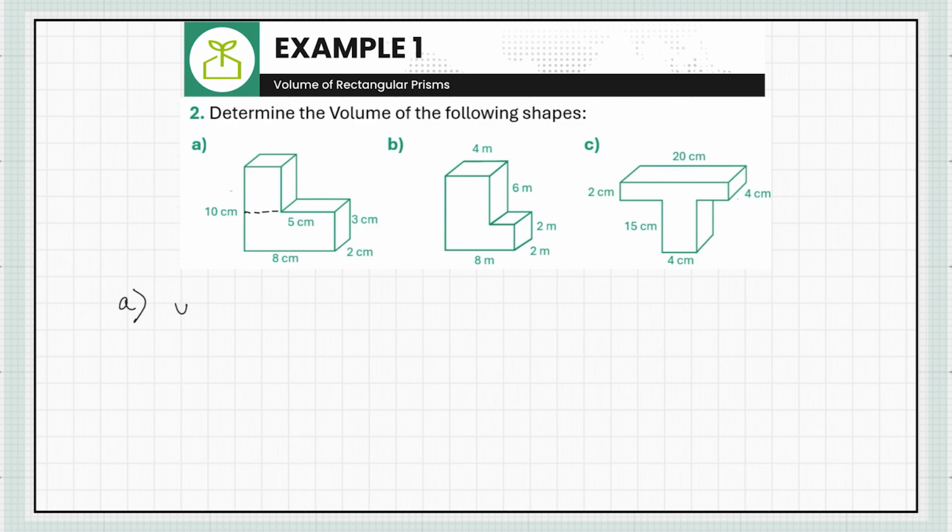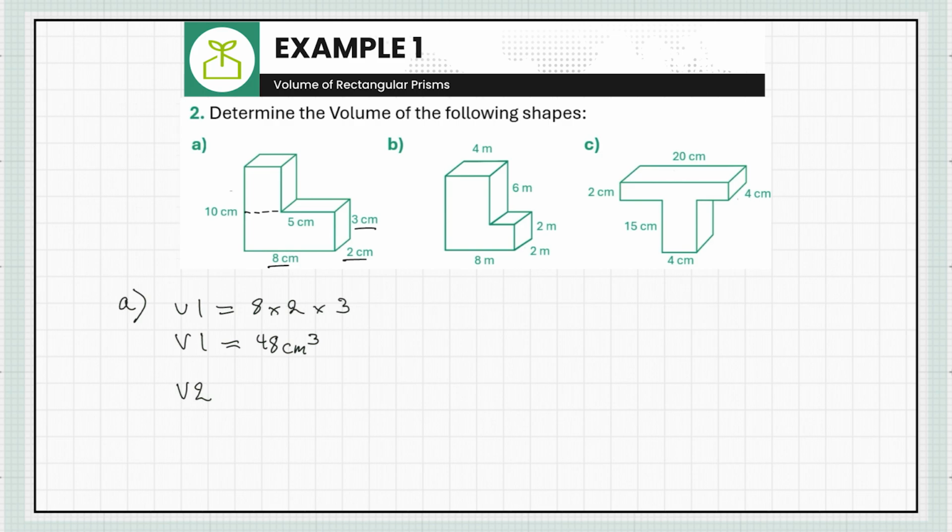Alright, so our V1 is going to be equal to the volume of this rectangle, and that's going to be equal to our length times our breadth times our height. So that equals 8 times 2 times 3. Alright, so for our first volume, that's going to be equal to 8 times 6, which is just going to be equal to 48 centimeters cubed.